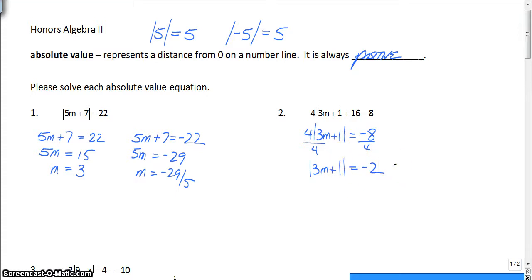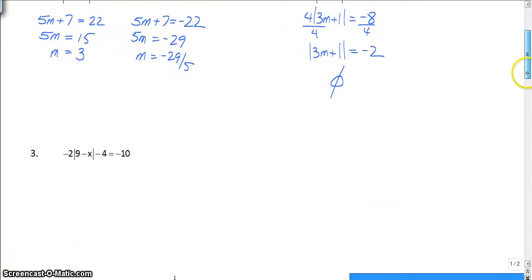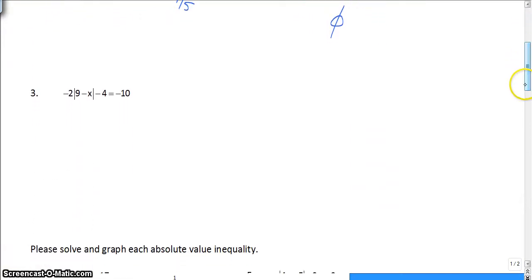And right here, you should see a little bit of an issue. Earlier we said that the absolute value of 5 is equal to 5 and the absolute value of a negative 5 is equal to 5. We are never going to have an absolute value equal to a negative. So, is the absolute value of 3m plus 1 ever going to be equal to a negative 2? The answer is no. So this one has no solution. Feel free to pause and try number 3 on your own.